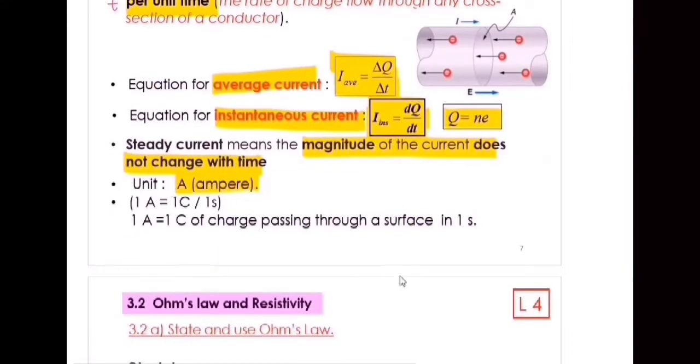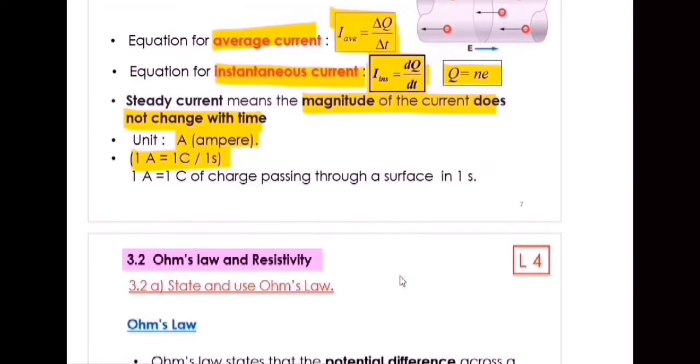And the unit for current is ampere. 1 ampere equals 1 coulomb per second, because the unit for charge is coulomb and time is second.